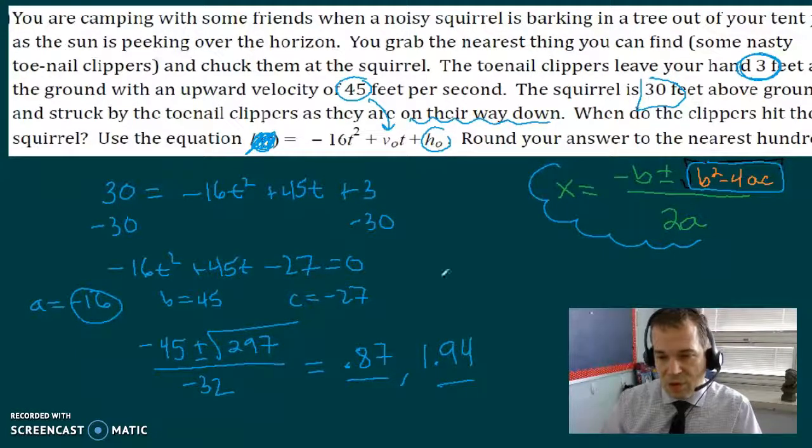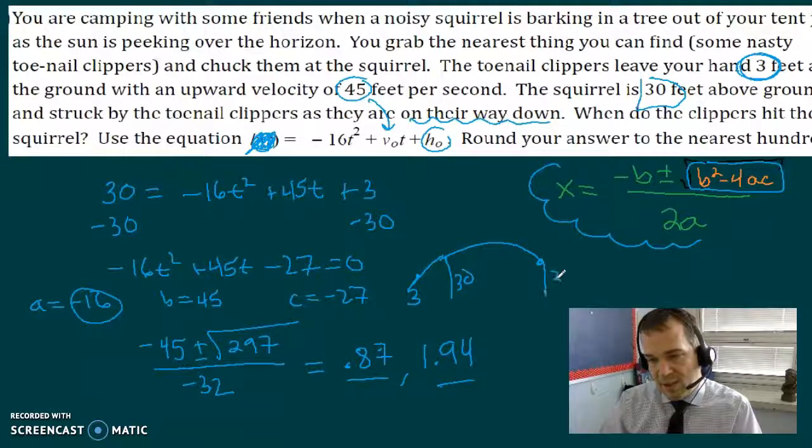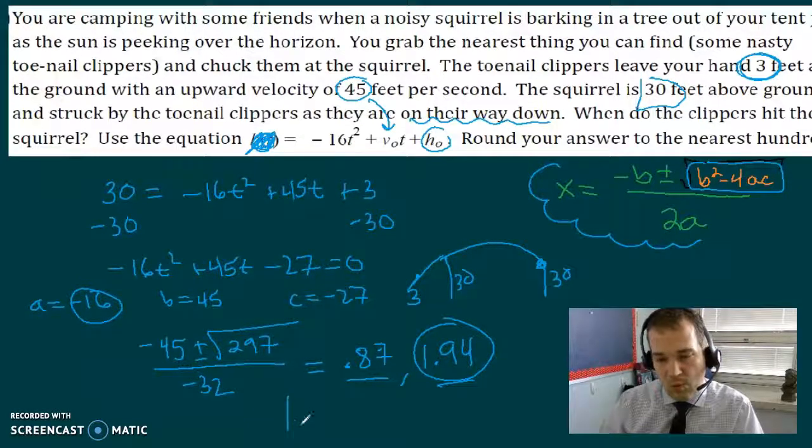So apparently when you chucked these toenail clippers, they went up in the air. They started at 3 feet above the ground. They went up in the air, and at 0.87 seconds, they were 30 feet above the ground. They continued to go up, and then they started to come back down. And they hit the squirrel who was sitting over here at this later time. So the correct answer here is 1.94 seconds.